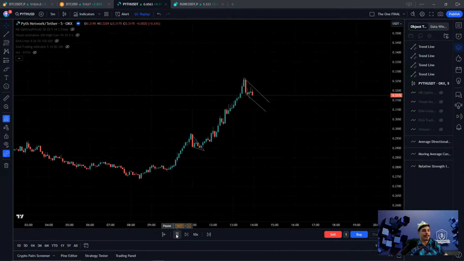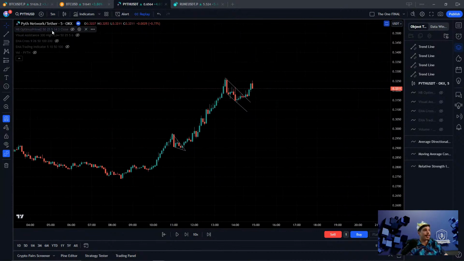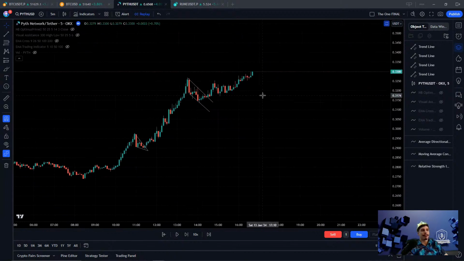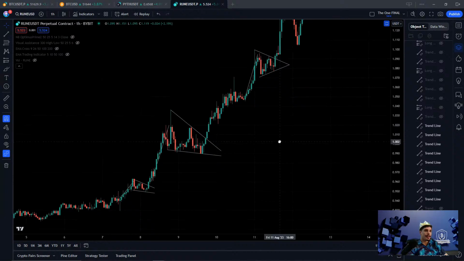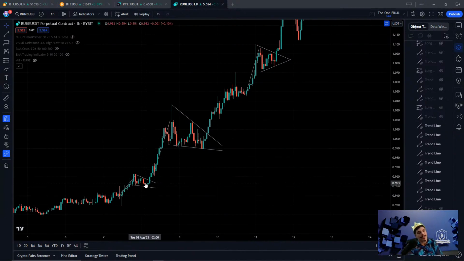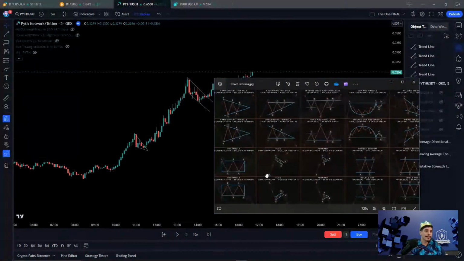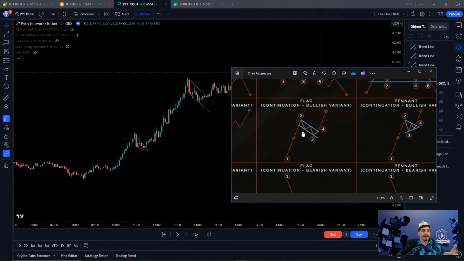I spotted another 2 here. So in this case, we have a pennant and a flag happening on the 5 minutes, Pyth. These are scalpable trades. And price then did whatever it was going to do. And then a couple more here on Rune. So we could see here different flags of different types. This one here is a really good example of a flag and pennant. Like I said, a flag is going to be more parallel, and a pennant is going to have more of a wedge.